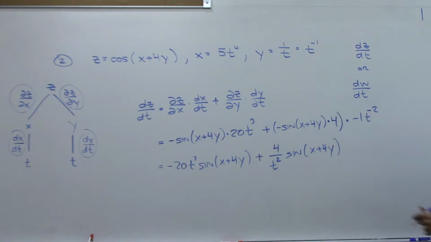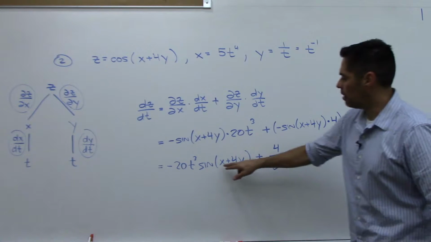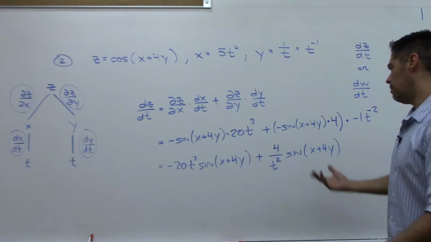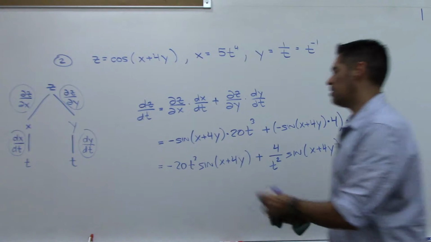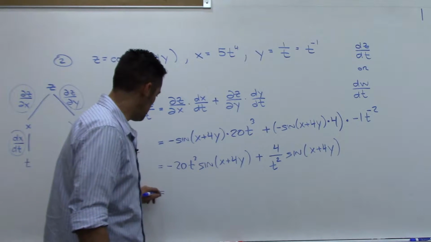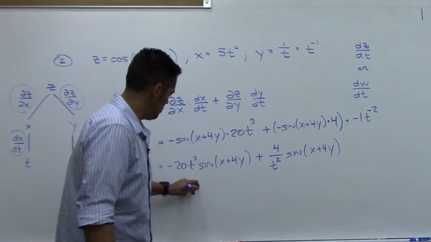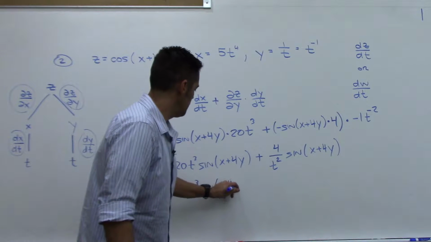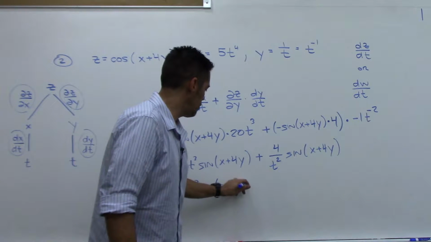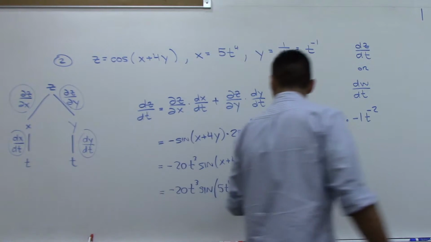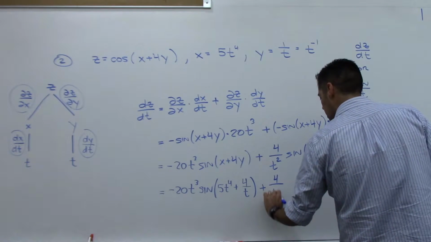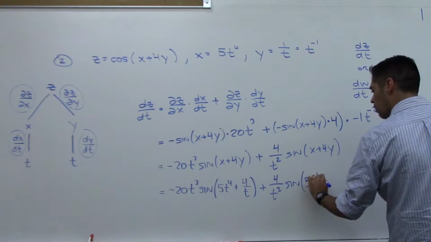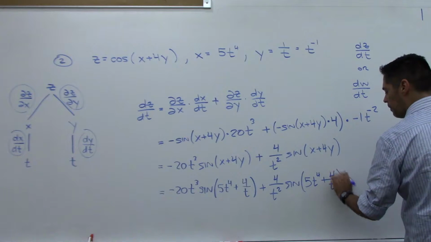And then that's it. Well, now what I would do is I go and I replace x with this here, replace y with this here, and I'd do it here and here also. Maybe for just this one, I'm not going to do it for the rest of the problems, but just this one I'm going to plug it in. Negative 20t cubed sine of x, which was 5t to the 4th, plus 4 times 1 over t, which is 4 over t, and then plus 4 over t squared sine, and then it's going to look exactly like the other one, 5t to the 4th plus 4 over t, and that's it.